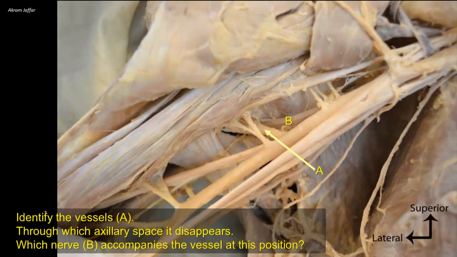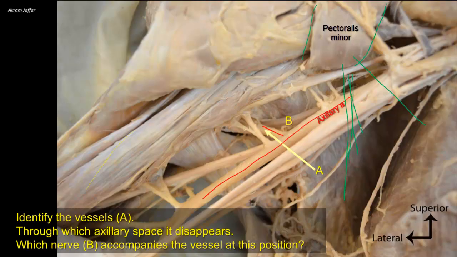Identify the vessel A. This is a close-up view of a dissection of the axilla with the axillary artery here. Artery A arises from the axillary artery distal to where pectoralis minor, the muscle which has been reflected up here. This is the normal location of pectoralis minor muscle, and it divides the axillary artery into three parts.